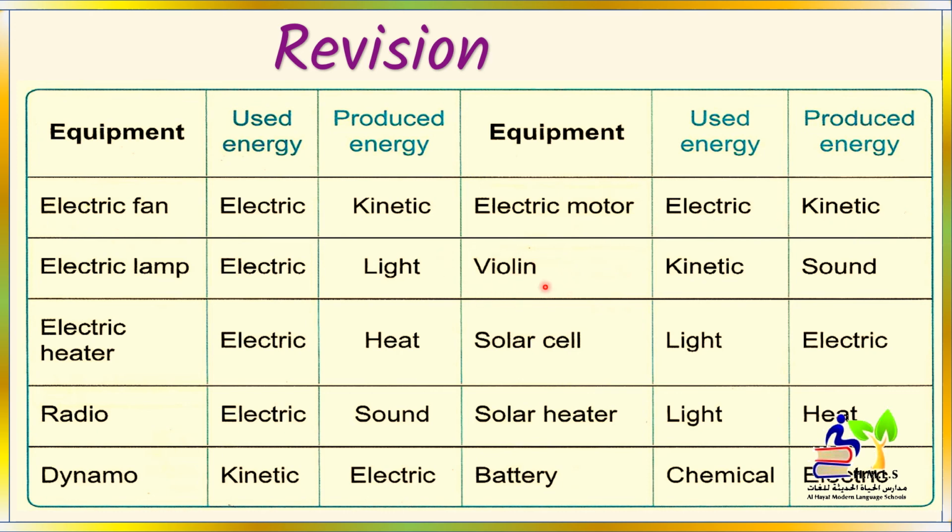Violin changes kinetic energy into sound energy. Solar cell changes light energy into electric energy. Solar heater changes light energy to heat energy. And the last one is the battery or the dry cell, which changes the chemical energy into electric energy.